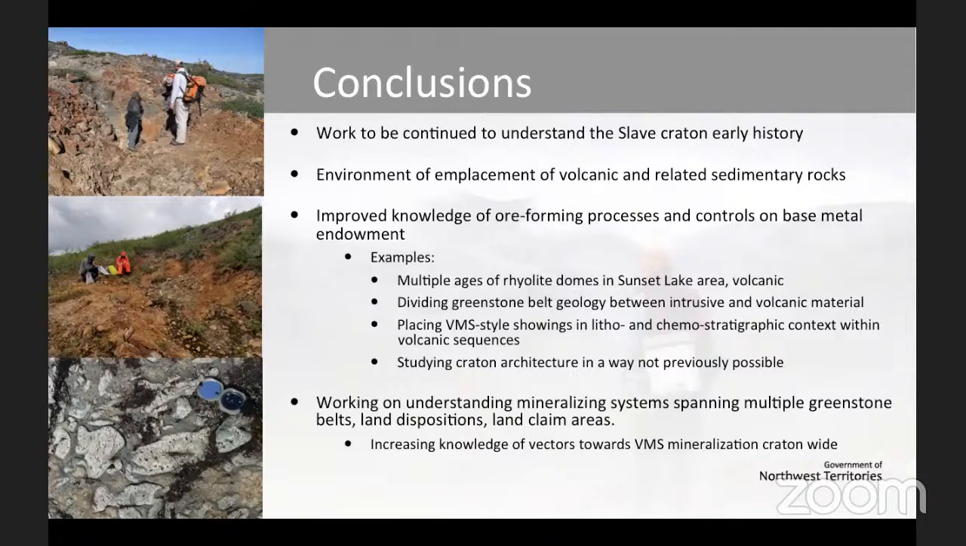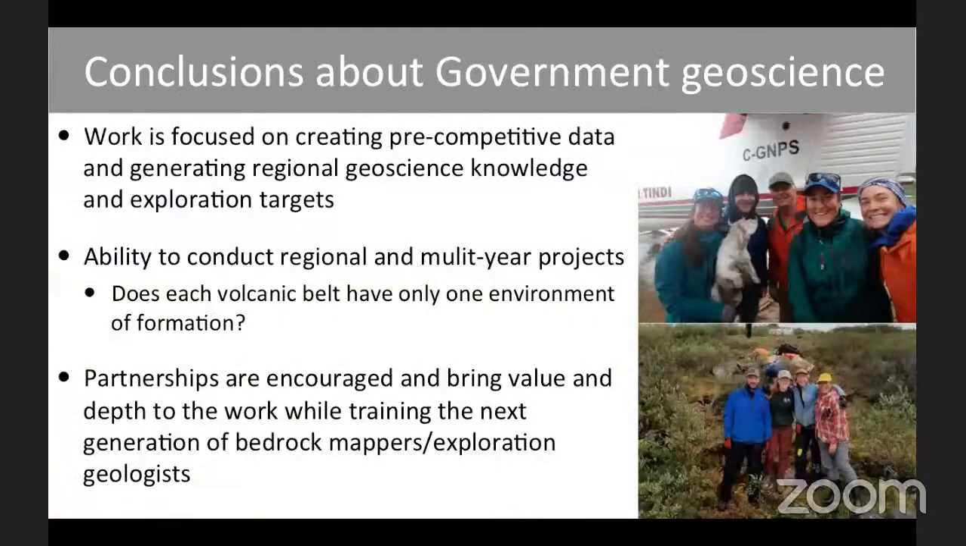the ability to divide greenstone belt geology between intrusive and volcanic material, putting VMS style showings into a litho and chemostratigraphic context within these volcanic sequences, and also looking at Slave Craton architecture in a way that hasn't been possible in the past. A lot of this work is spanning multiple greenstone belts, land dispositions, and land claims areas. And that's kind of a cool part about government geoscience.